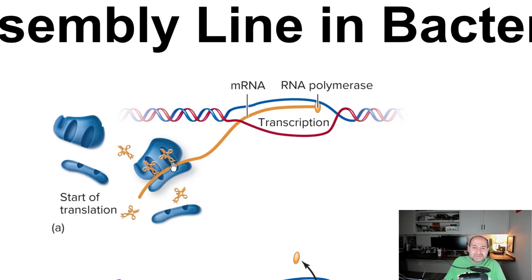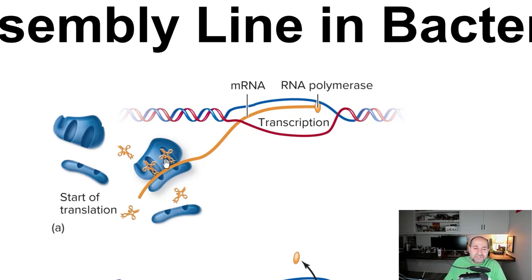So this should also tell you something else. Not only can transcription and translation occur at the same time in the same place, but RNA processing is not necessary in bacteria. This means there's no removal or splicing out of the introns. There is no 5' cap. There is no 3' poly A tail. The transcription and translation occur at the same time, same place, and it's very efficient, isn't it?